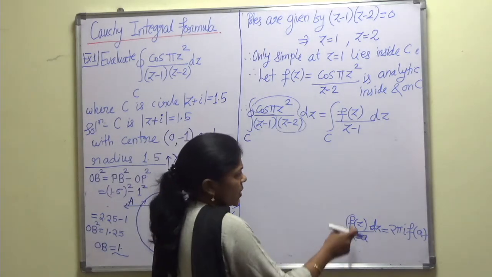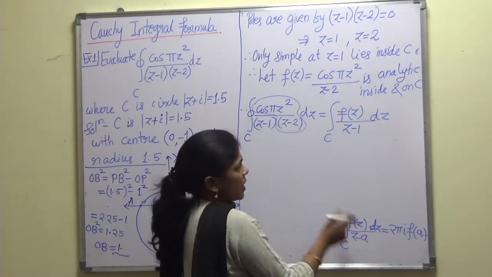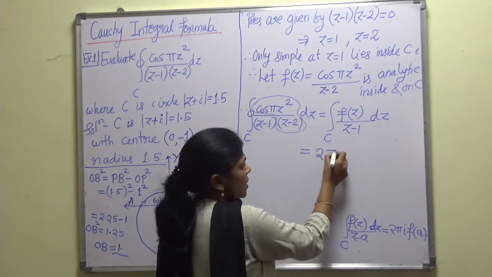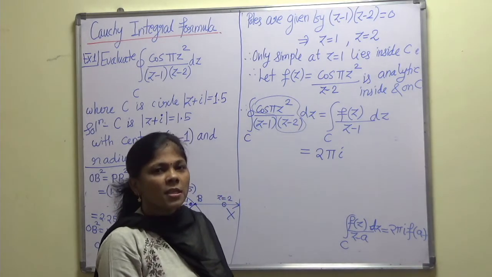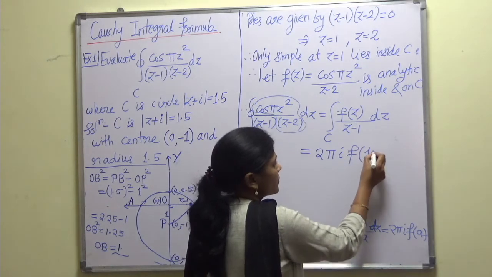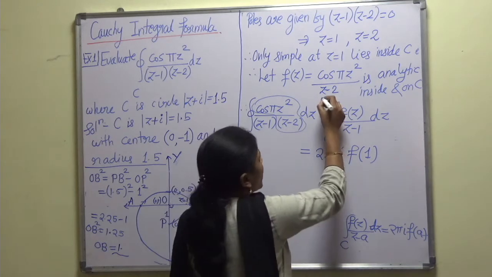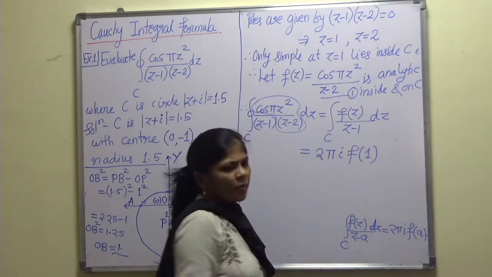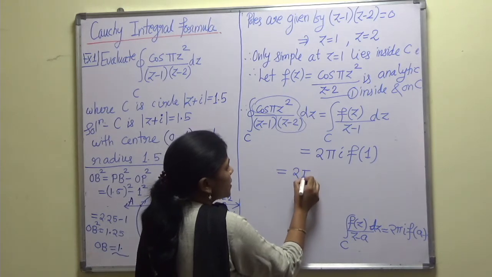So what is a? We have z minus a and z minus 1. On comparing, we get a as 1. So what will be its answer? According to the Cauchy integral formula, it is 2 pi i times f of 1. Now you just need to find f of 1. How do we get this? We will make use of equation 1. In equation 1, just put z as 1.